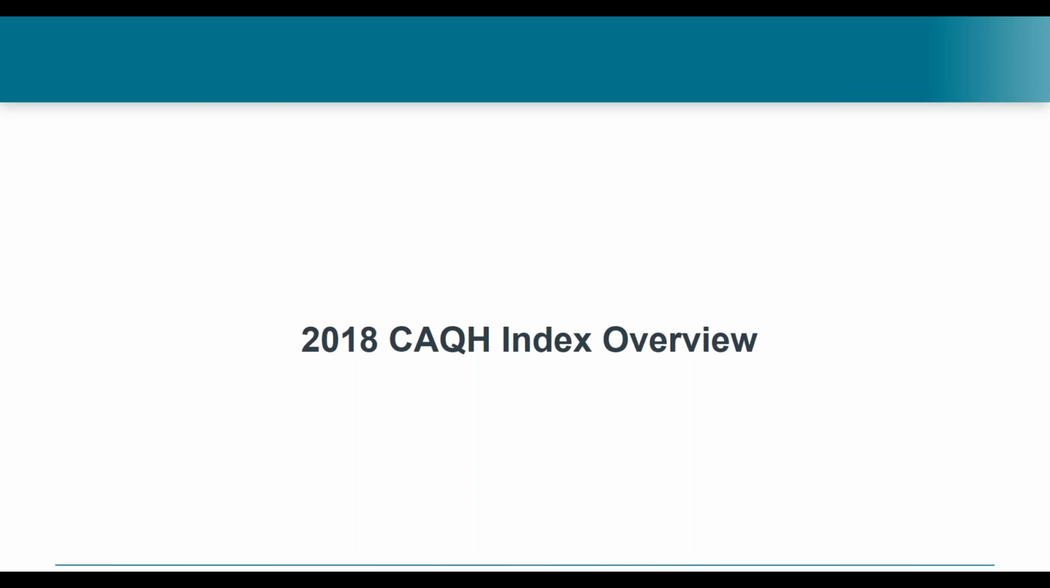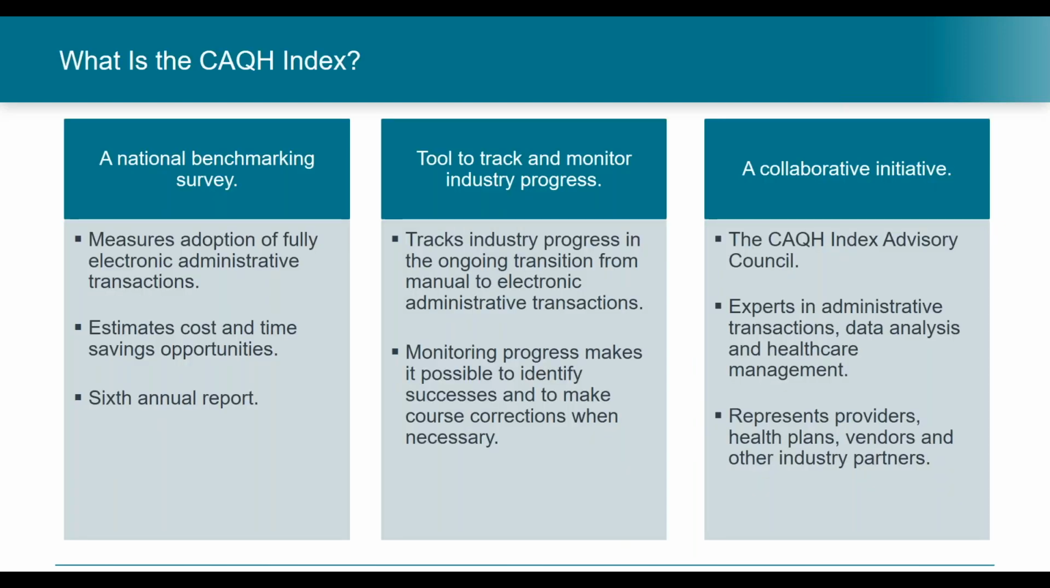Good afternoon, and welcome to the 2018 CAQH Index Overview webinar. Before we get started reviewing the results from the 2018 CAQH Index, I want to provide a brief overview of the purpose and content of the index. The index is a national survey in its 6th year, and it tracks the transition of manual to electronic administrative transactions between healthcare providers and health plans. The survey measures adoption of electronic transactions and the cost and time associated with manual and electronic transactions.